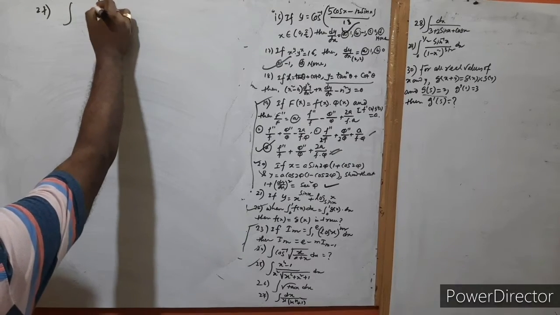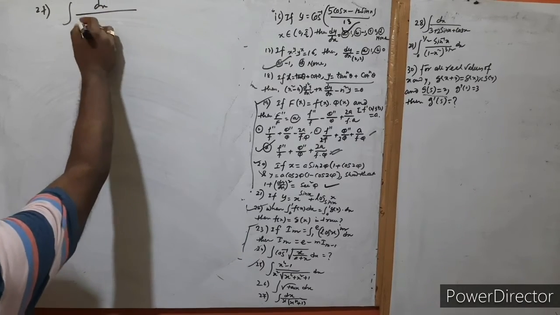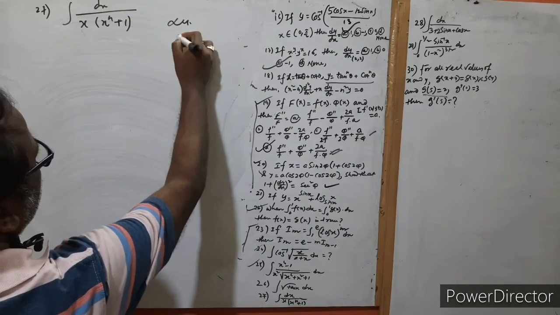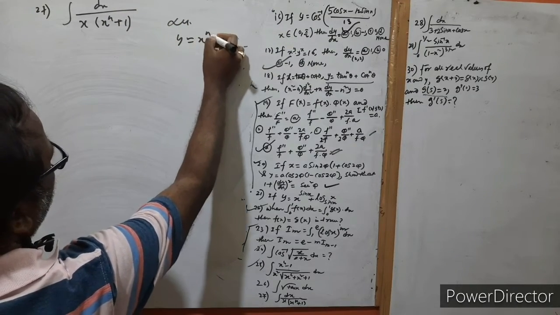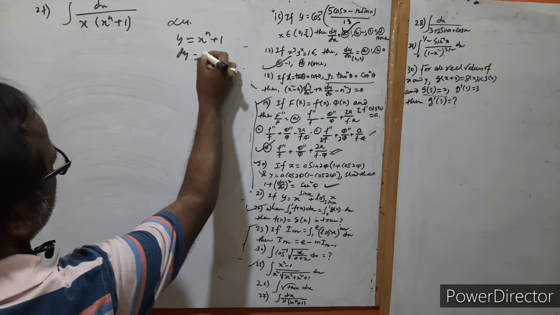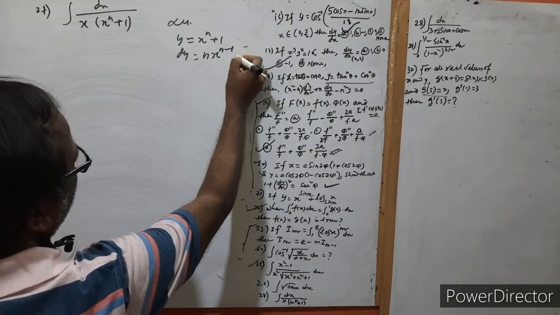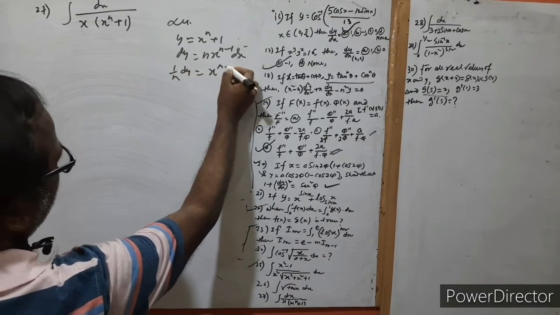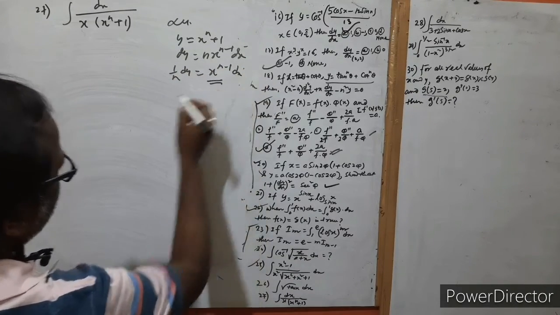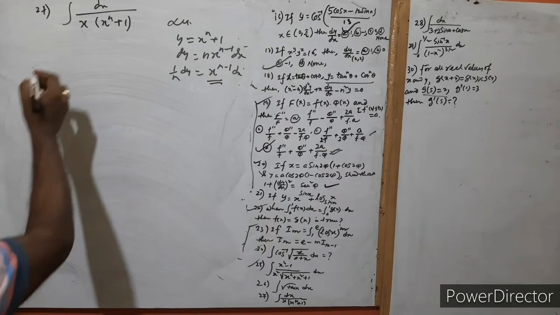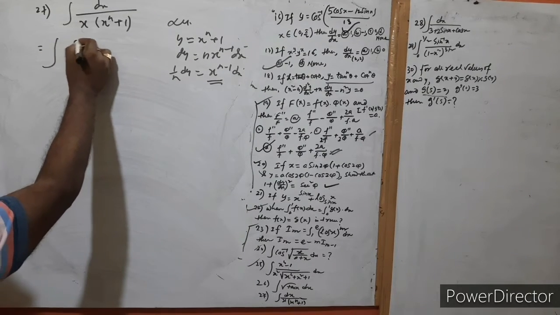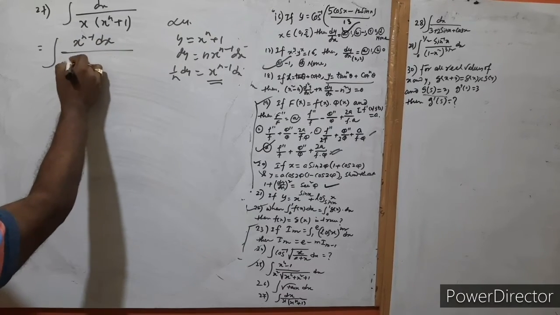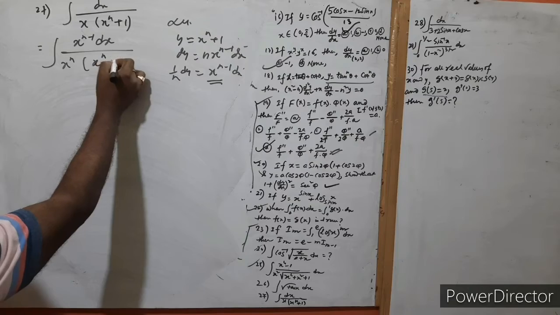This is the integral of dx over x times (x to the power n plus 1). Let y equal x to the power n plus 1. So dy equals n x to the power n minus 1 dx, so 1/n dy equals x to the power n minus 1 dx. As we see, this is x to the power n minus 1, so multiply the numerator and denominator by x to the power n minus 1. Then we get x to the power n, so x to the power n plus 1.